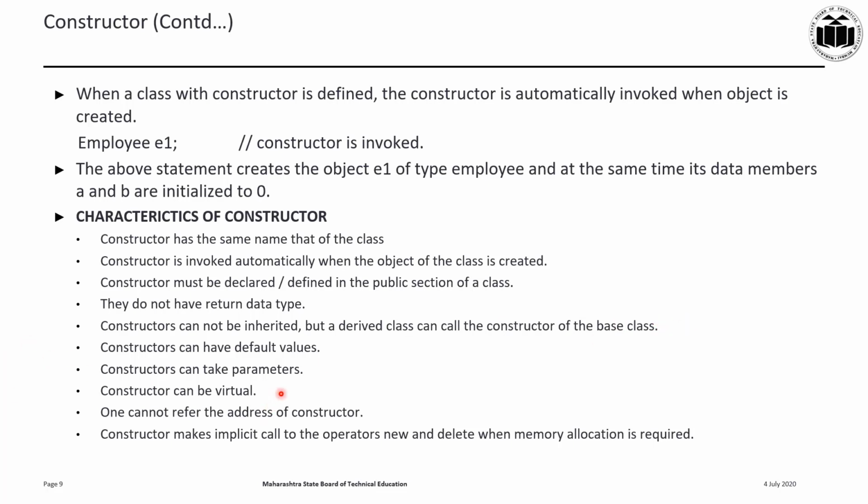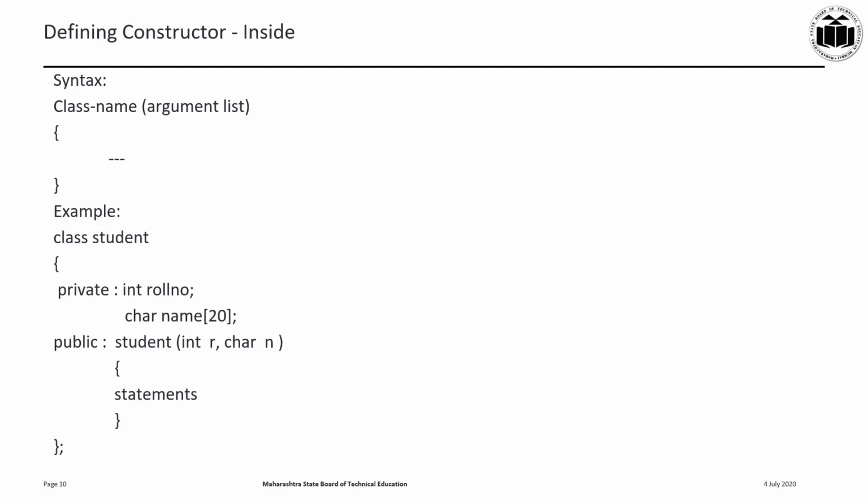Then, a constructor can take default values, a constructor can take parameters, a constructor can be virtual, and one can refer to the address of the constructor. And a constructor can make implicit calls to the new and delete operators whenever memory is required.